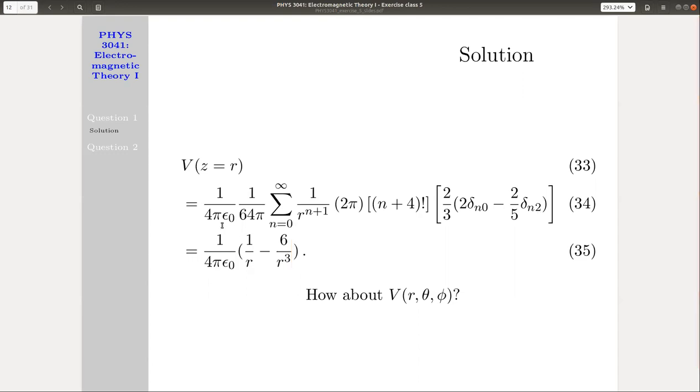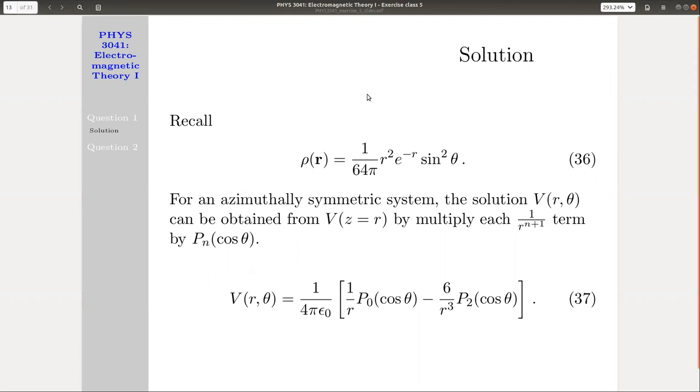Which is 1 over 4 pi epsilon naught times 1 over r minus 6 over r cubed. But keep in mind that the expansion here is only valid along the z-axis. So although I didn't ask you to do a more general expansion, you might be curious about what if we want to know the expansion over the whole space at some large distance.